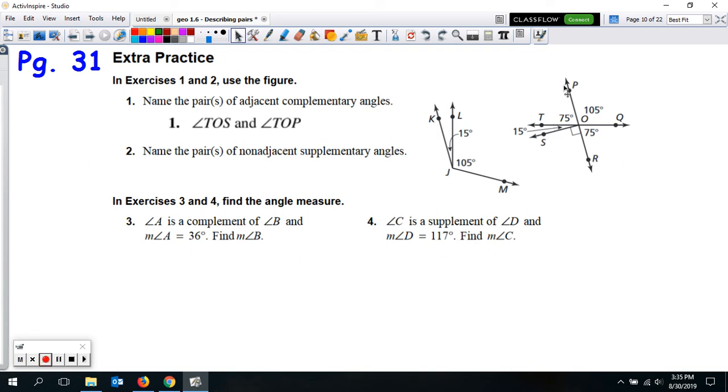Then number 2 says name the pair or pairs of non-adjacent supplementary angles. These ones are not going to be next to each other. They will not share a common side or vertex, but they do need to be supplementary. They need to add up to 180. So I'll give you a moment to take a look and see if you can find them.